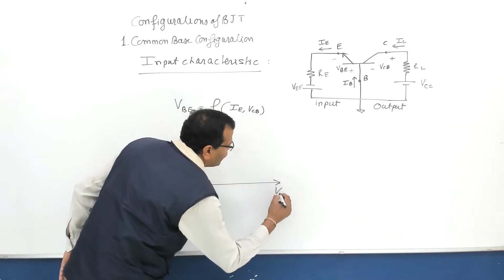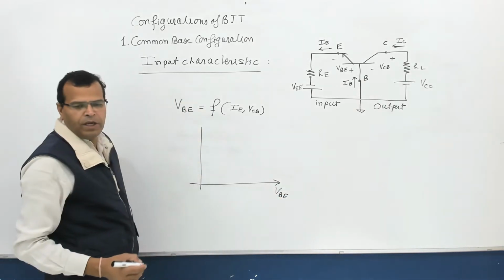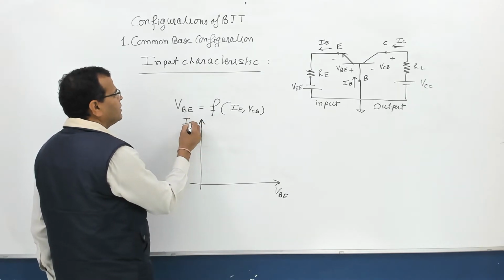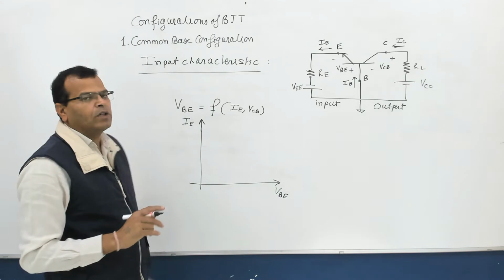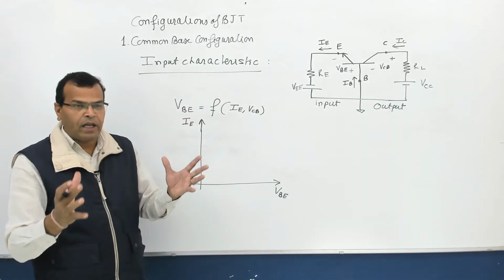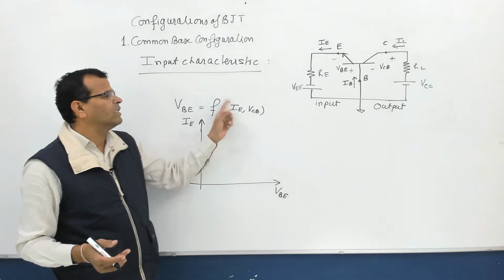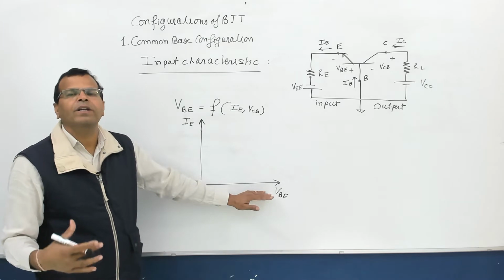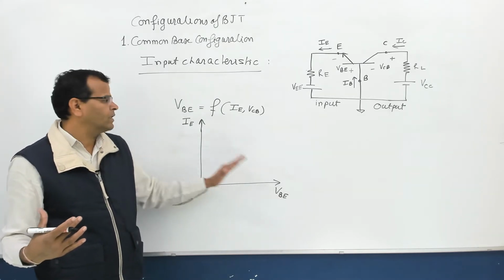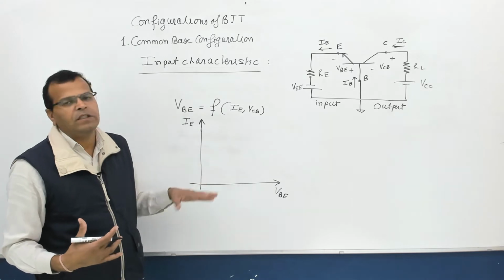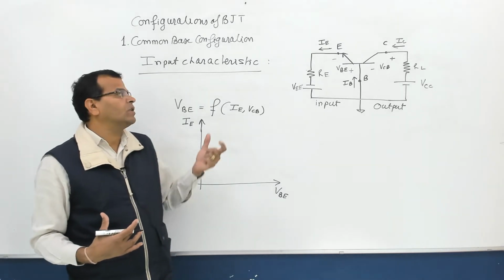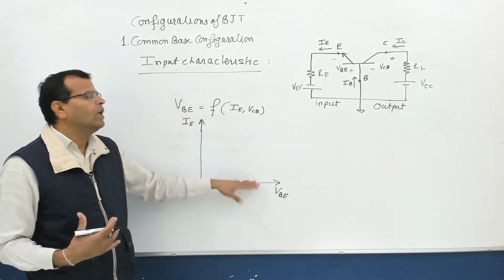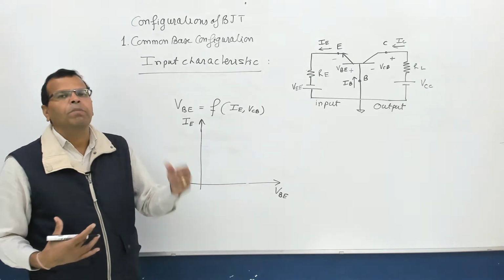On the X-axis I will be taking VBE, that is your base to emitter junction voltage. On the Y-axis I will be taking emitter current. Although in some books, in Millman Halkias especially, these are reversed. But in most of the books, as in a simple PN junction, we take voltage on the x-axis and current on the y-axis. That is why I have taken it like this. As far as mathematical convention is concerned, the left hand side is the y-axis and this is the x-axis, otherwise you will find reversed notations in Millman Halkias.